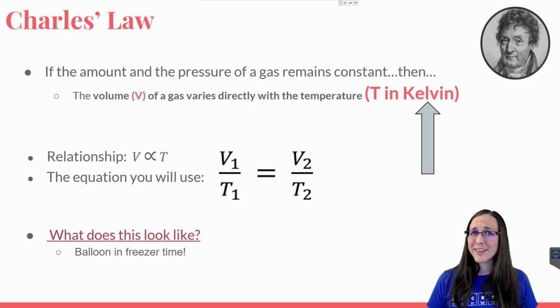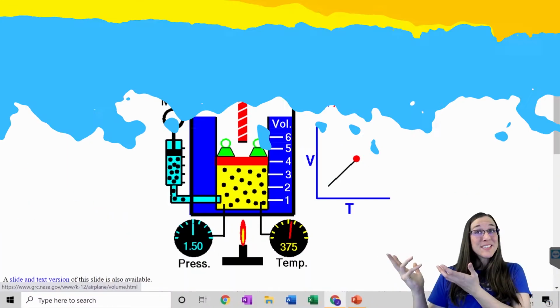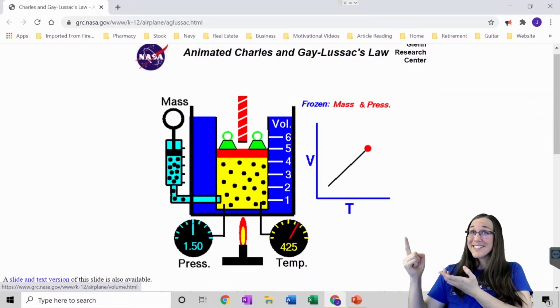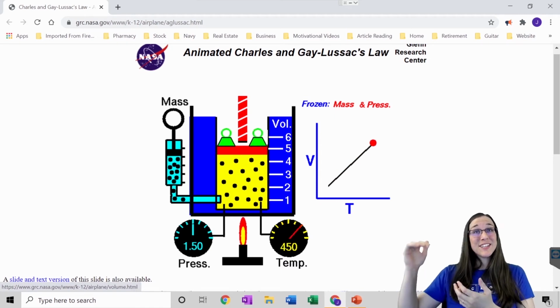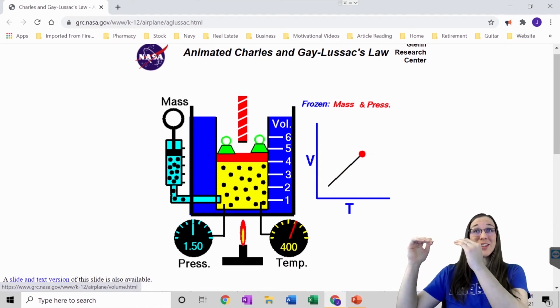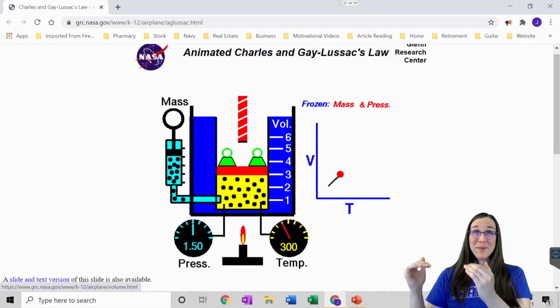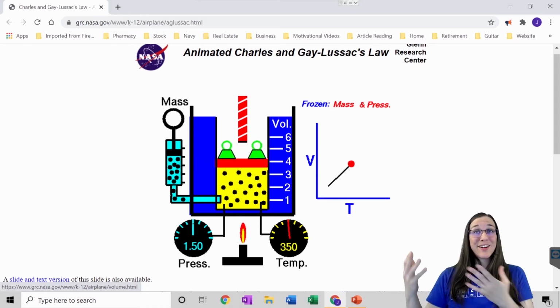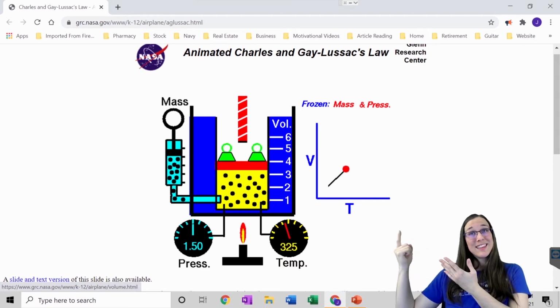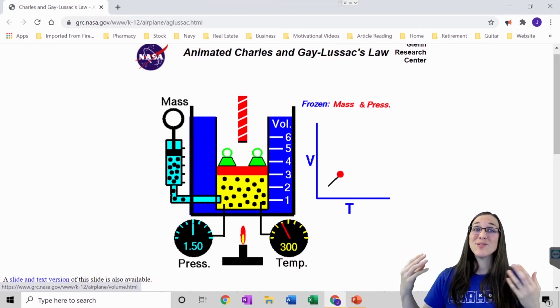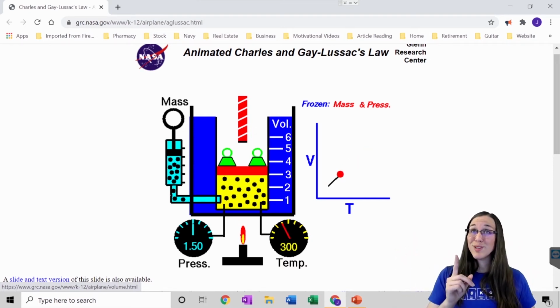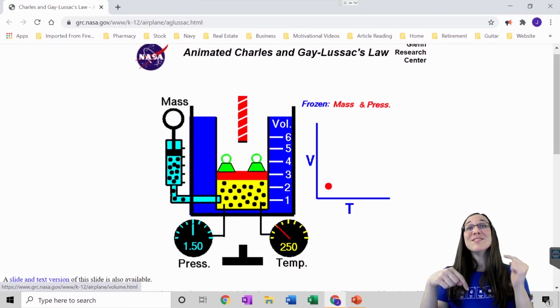So what does this look like? Let's ask NASA. As you can see here, according to NASA, as the temperature increases, so does the volume of the gas. And as the temperature decreases, the volume drops back down. And when we plot that on a graph, we see that it's a straight line, indicating a direct relationship. As one goes up, so does the other. As one goes down, so does the other.